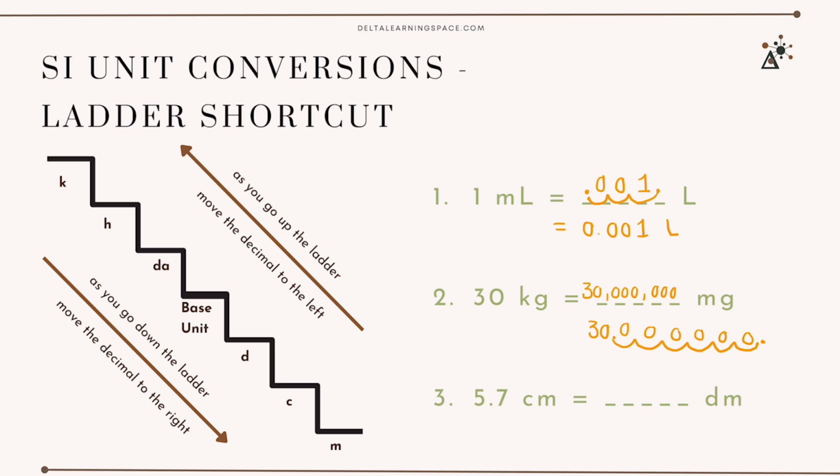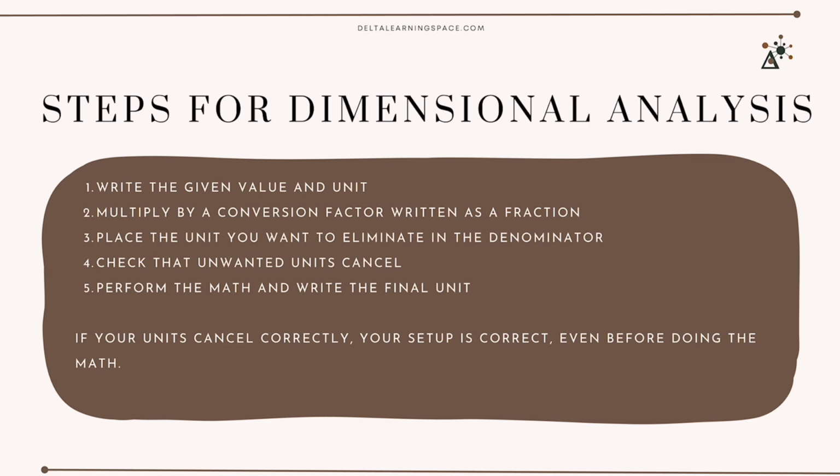Now we have our last problem. Pause the video and try to answer the question on your own. In this one, we are going from cm to dm, which means we are going up the ladder once. And so 5.7 centimeters will be equal to 0.57 decimeters. The ladder method works great for metric to metric conversions, but it won't work for every situation, especially those across different systems. But luckily we have other methods that we can use for those conversions.